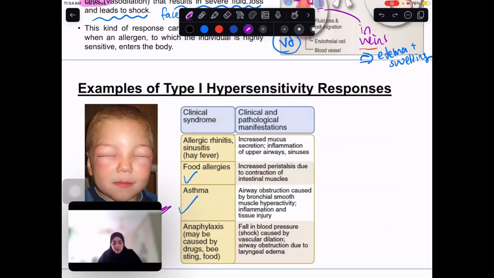So type 1 hypersensitivity: allergies, IgE, and it's immediate. And we mentioned the examples. It could be asthma, which is localized. Could also be food allergies, which is also localized because it's in the stomach. Or it could be anaphylaxis, which is going to be systemic. Okay, we mentioned the ways, there's sensitization, and then the challenge.